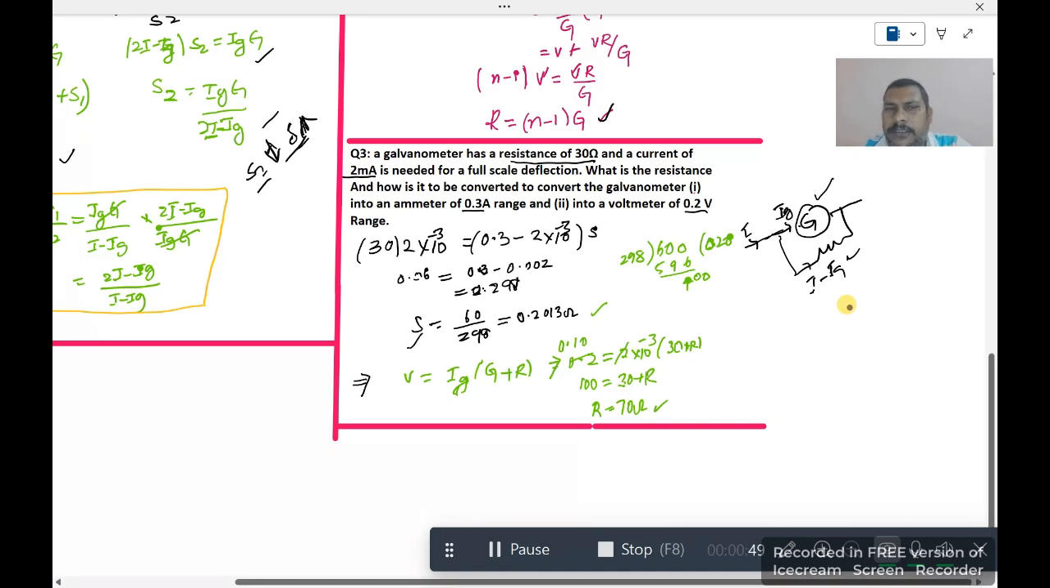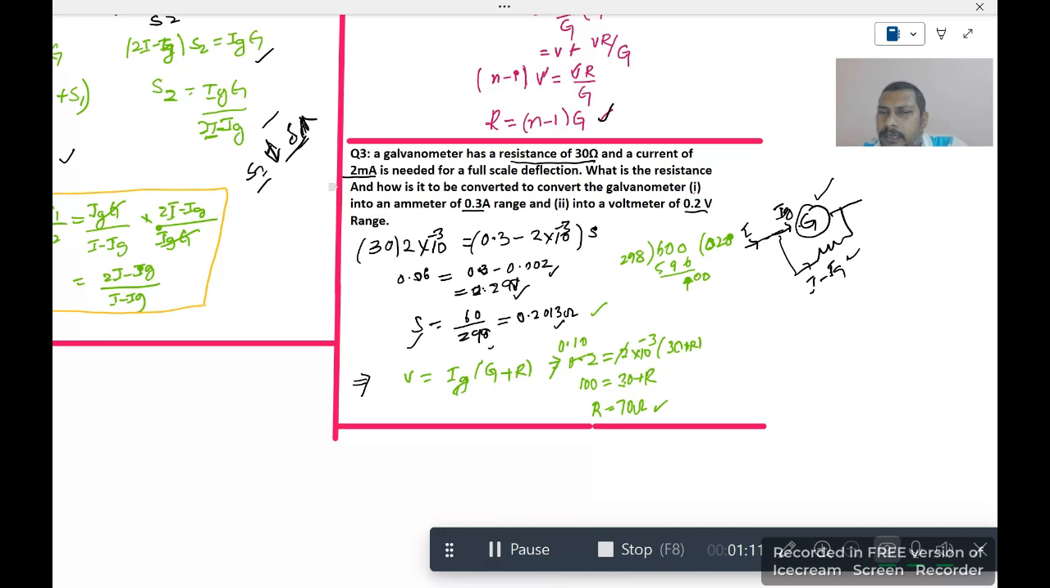Here this is 60 into 10 power minus 3, that is 0.06, divided by 3 minus 0.002, which is 2.998. Substituting, you will get 0.02 ohms. So this is the shunting resistance to get the required range of amperes.